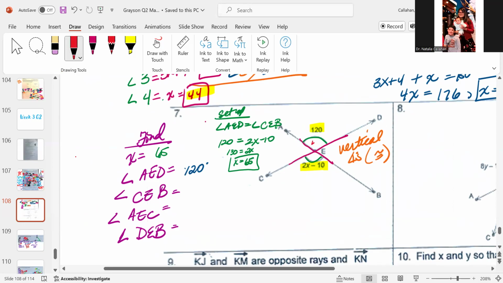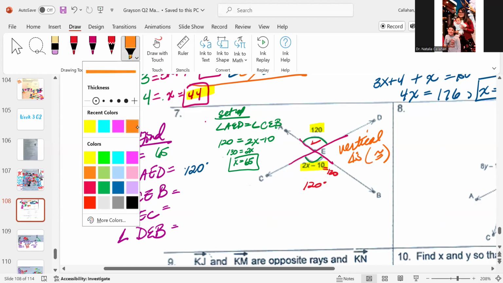So once you have x, well, then you're gonna find all the angles, right? This one you already found, right? Chances are, if this angle is 120, isn't this angle equal to that angle? So isn't this equal to 120 then? So you go 2x minus 10. Actually, we already did that. Next thing we need to do, this is also 120 degrees, right?